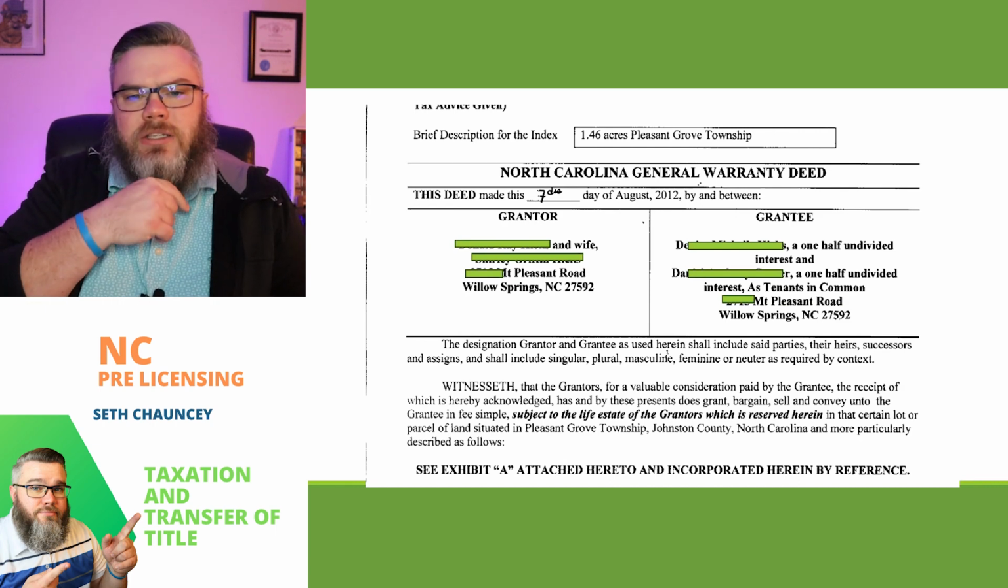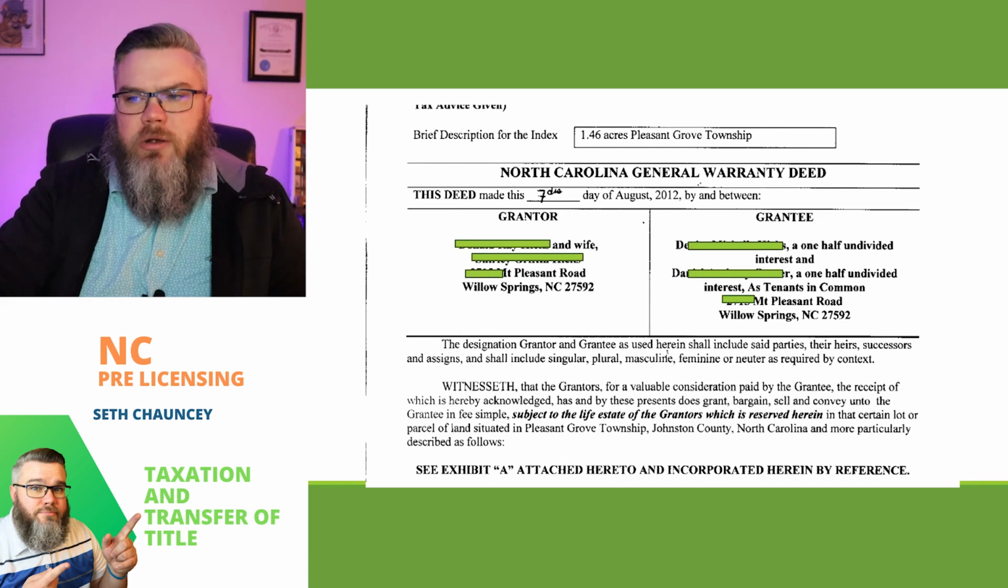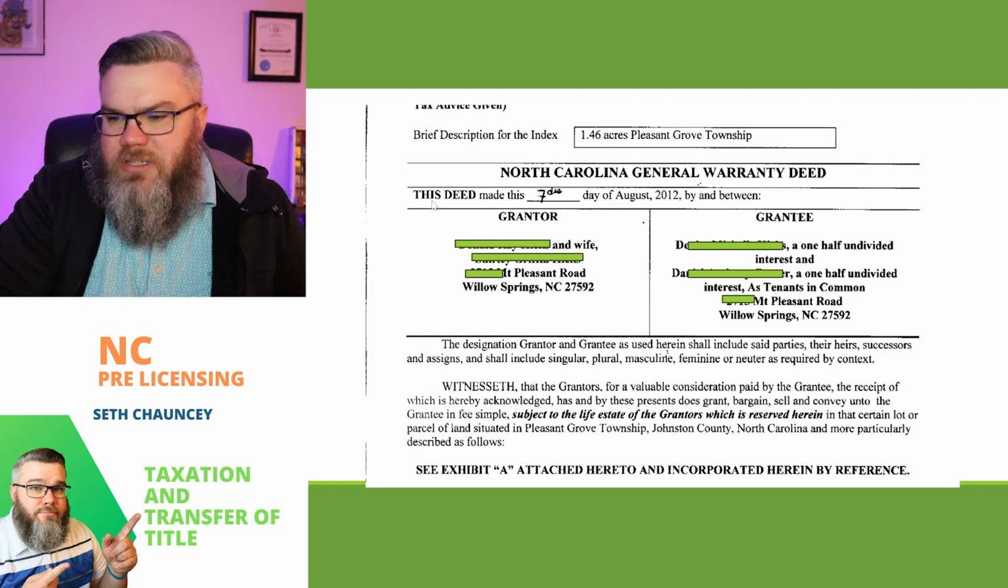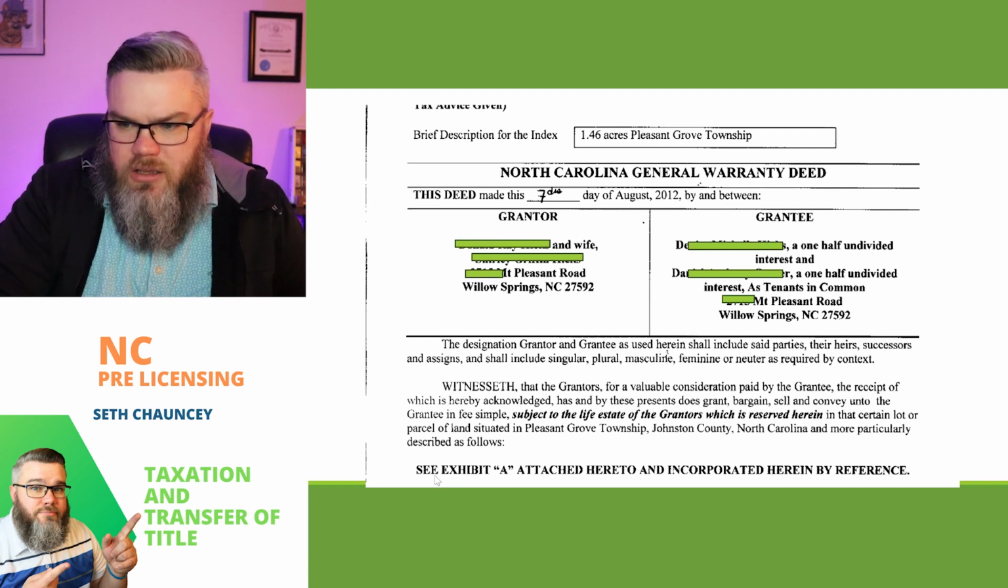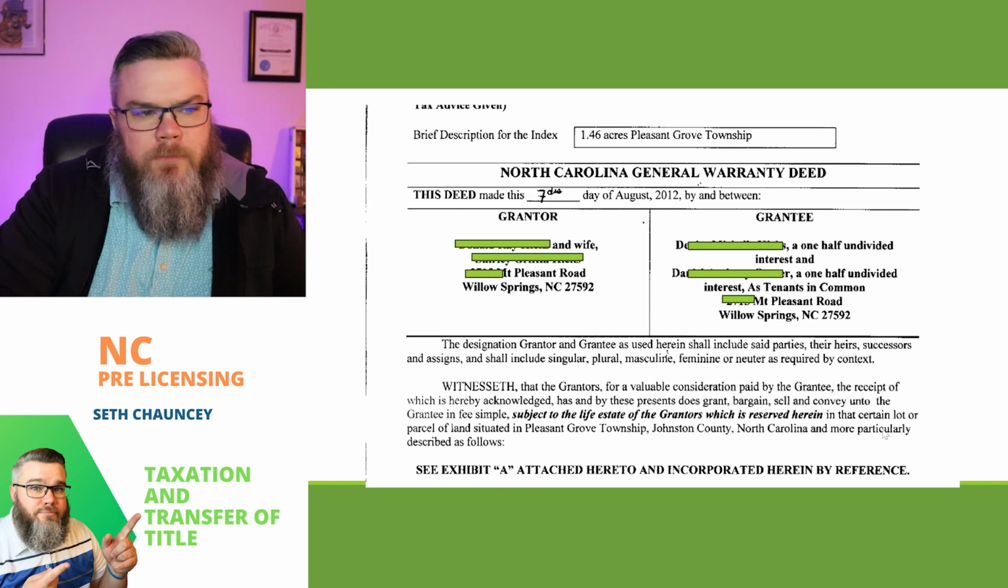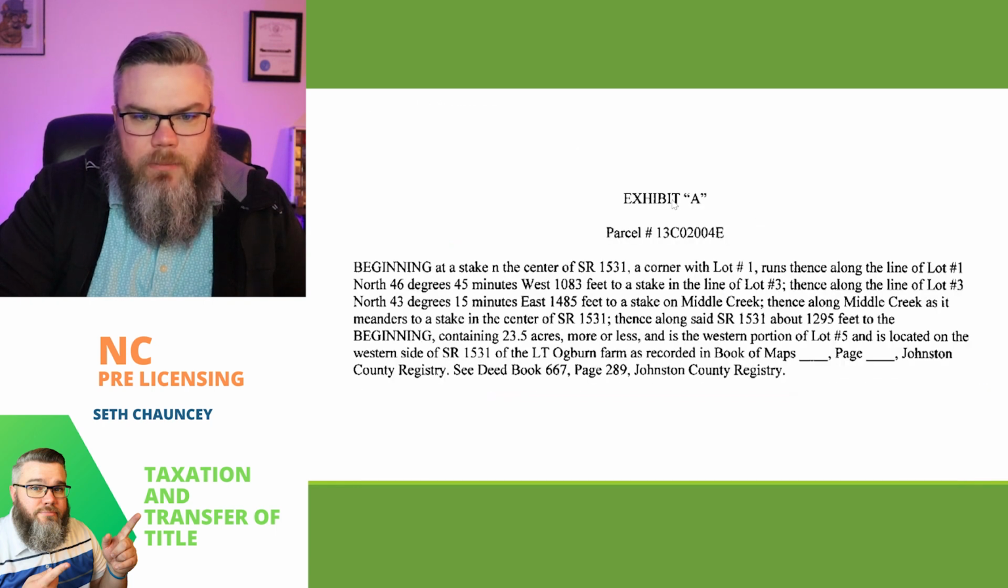The current lesson is using this as a means for legal description. Well, if you were to reference this deed, it says right here on the deed, see Exhibit A attached hereto and incorporated herein by reference. So the second page of this deed is Exhibit A. And so this is why we can use this, because it has a separate legal description to it.